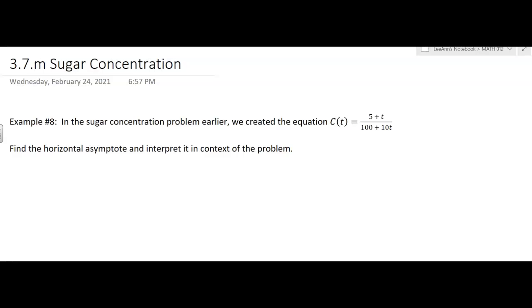Okay, so earlier we talked about a problem where we were mixing sugar and water, and we had a formula for the concentration, and it looked like that. Now, I'm going to go ahead and rewrite that. Let's read the example here. In the sugar concentration problem earlier, we created this equation. Find the horizontal asymptote and interpret it in context of the problem.